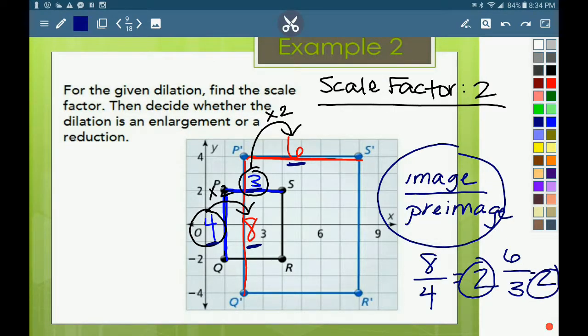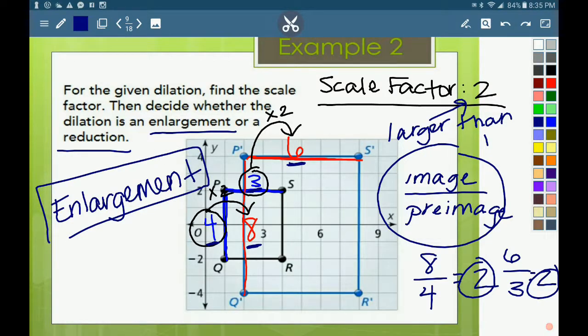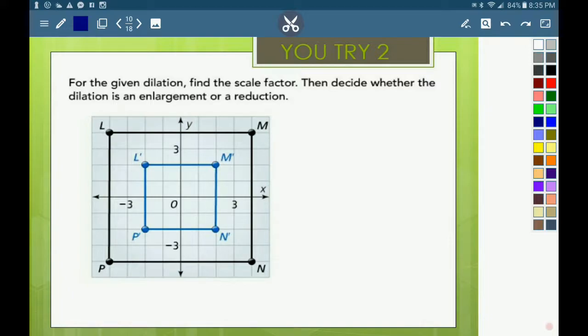So let's have you, forgot one thing. We needed to decide whether this is an enlargement or reduction. Now, because the scale factor is larger than 1, I'm going to write that down, larger than 1, this is an enlargement. Okay, so I'd like you guys to give this a try on your second U-try. For the given dilation, find the scale factor, then decide whether the dilation is an enlargement or a reduction.